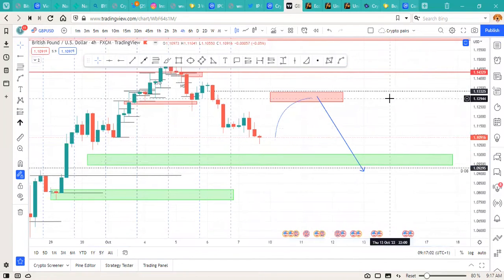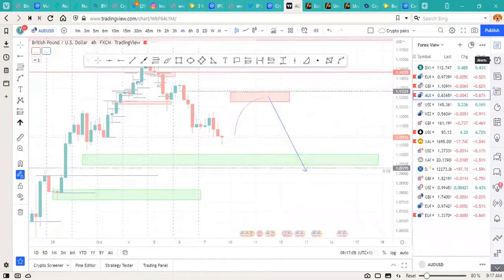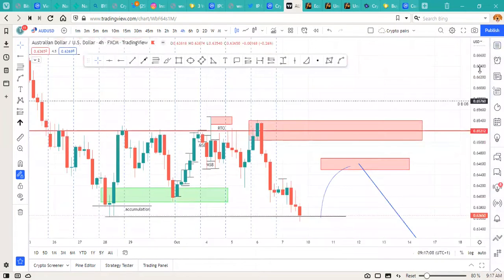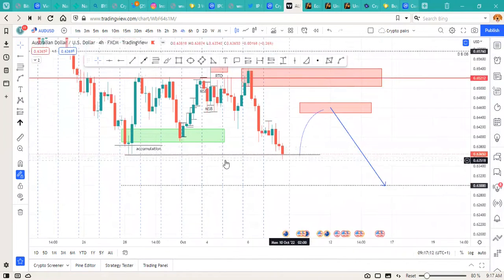Pound per dollar. So the next chart on our list is AUDUSD. I respect this chart so much, and I appreciate the current structure I see in this chart.